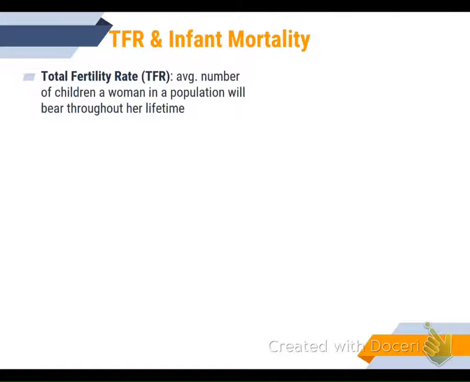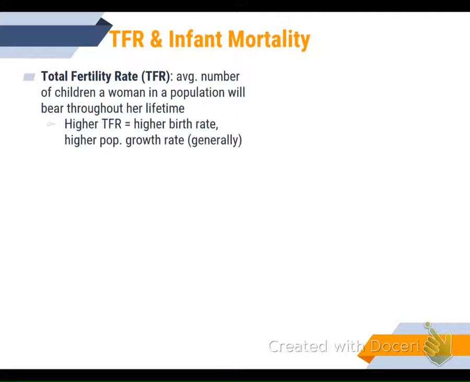So total fertility rate is the average number of children a woman will have throughout her lifetime for that particular population. The higher the total fertility rate, the more kids she has, the higher the birth rate's going to be, and generally the higher population growth rate.